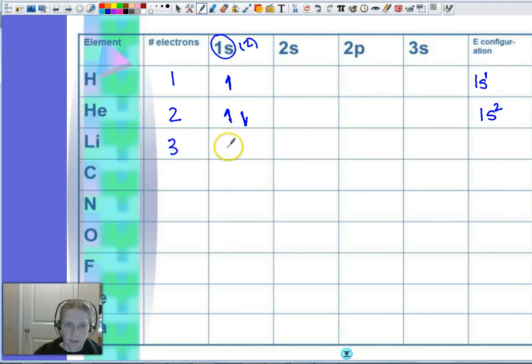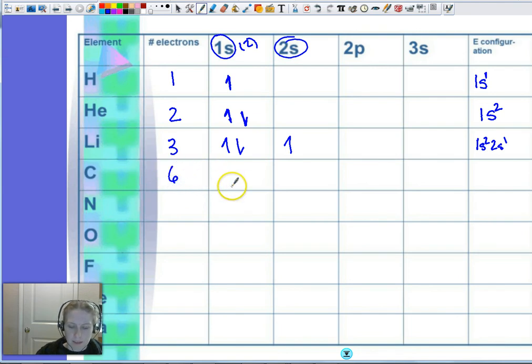Lithium has 3 electrons, so we're going to fill up our first energy level. Now I have 1 more, so I'm going to add it to my 2s. And that's all I have. I've used them all up. So I have 1s2, so 1s, 2, 2s, 1. So 2s, and I have 1 electron.